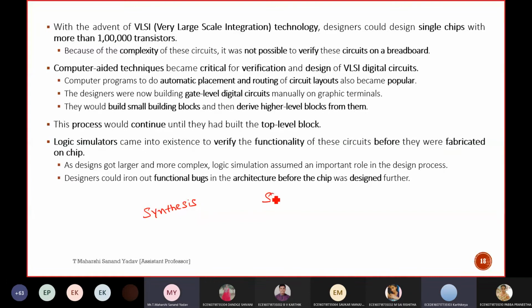Synthesis and simulation. Simulation is to test whether the circuit is working fine or not.